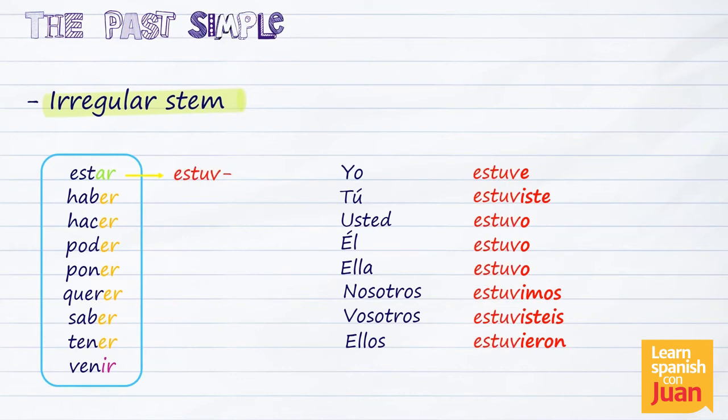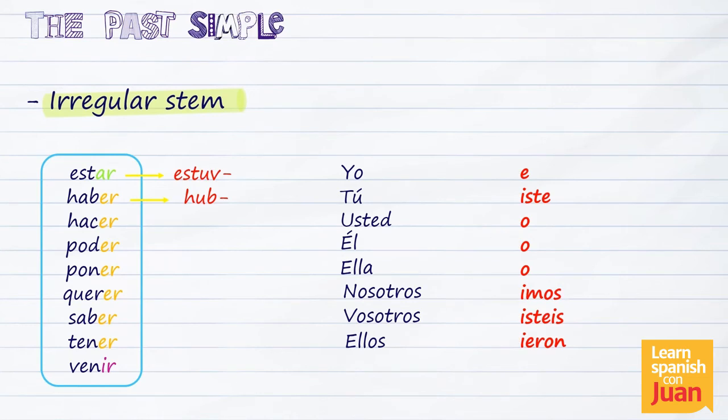Estuve, estuviste, estuvo, estuvimos, estuvisteis, estuvieron. Hube, hubiste, hubo, hubimos, hubisteis, hubieron. Now, cuidado, the verb hacer can use a c or a z, depending on the ending. If you're confused on when to use a c or a z, check out the video on spelling tips, that will definitely help you. Hice, hiciste, hizo, hicimos, hicisteis, hicieron.